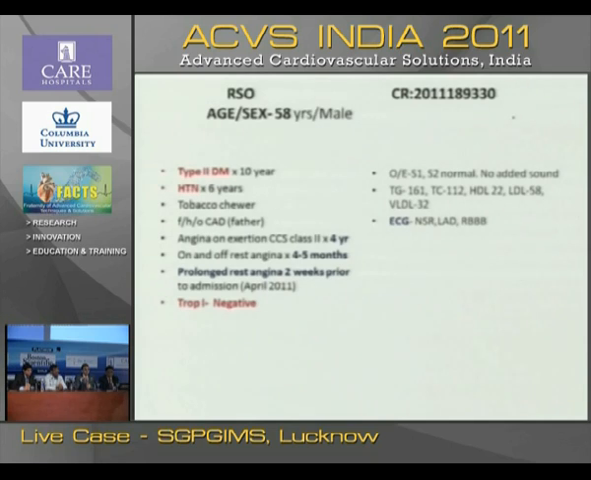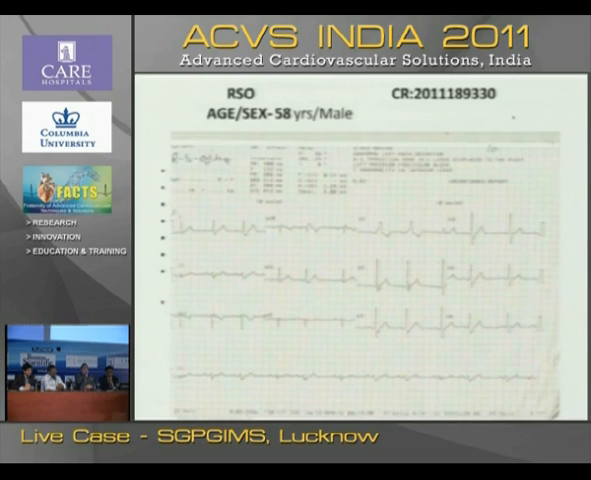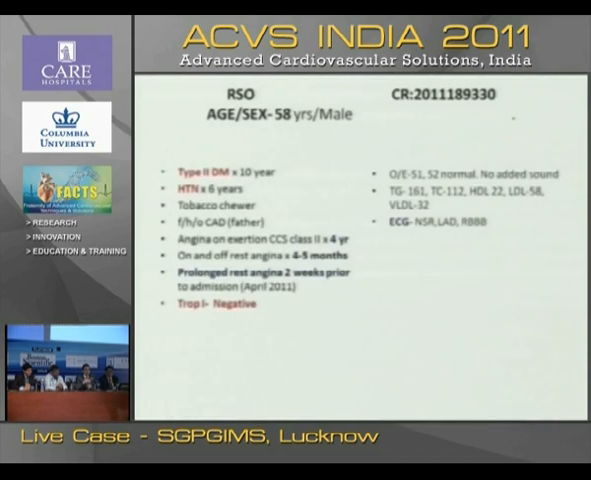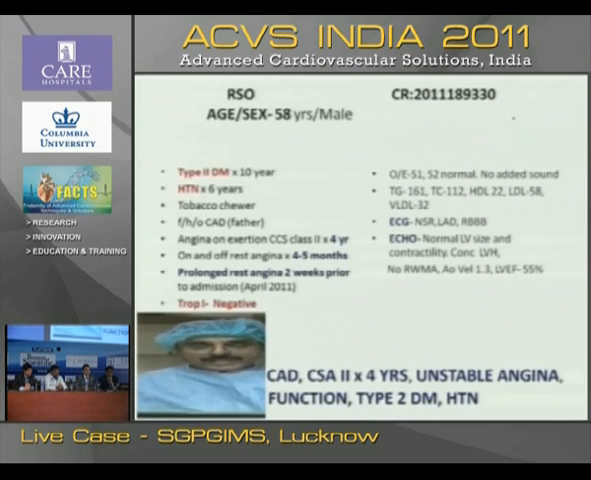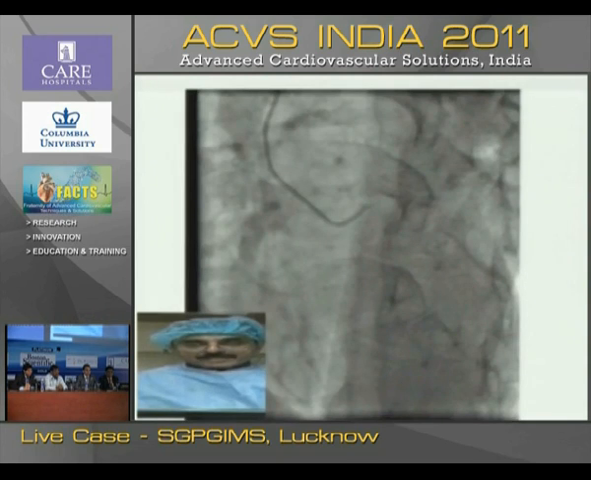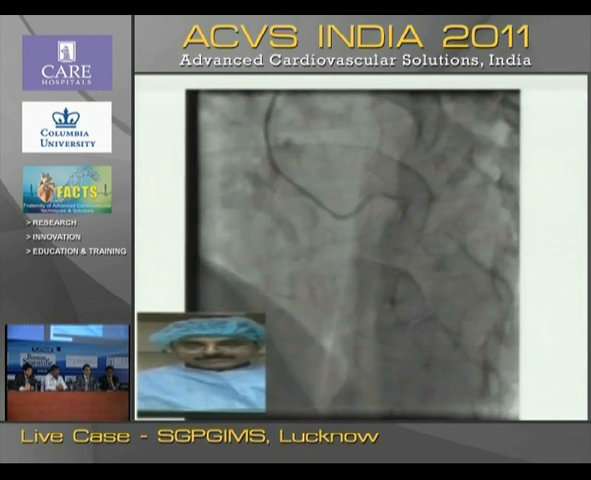If you see the ECG, I'll bring it up on the screen. The ECG showed a complete right bundle branch block pattern, no significant ST-T changes. His recent episode was prolonged rest pain, the complete right bundle branch block has been there for a long time, and troponin was negative. His echo was more or less fine, no significant RWMA, ejection fraction was normal. So he had a basic diagnosis of chronic stable angina, diabetes, hypertension, and recent onset unstable angina with normal left ventricular function. We'll just run the angiograms for you.